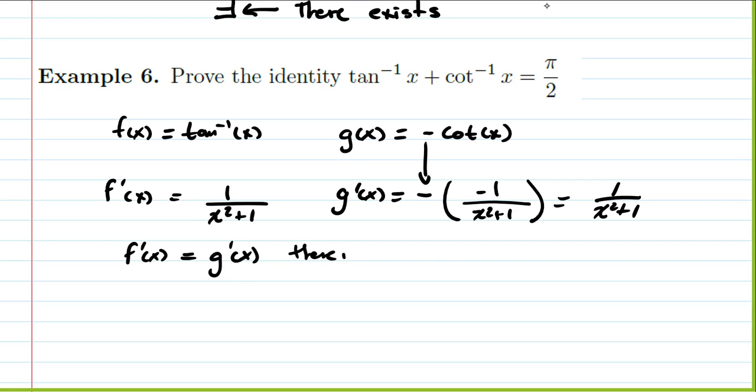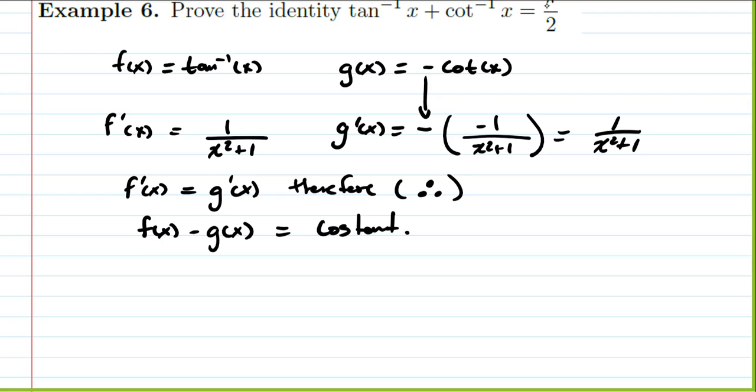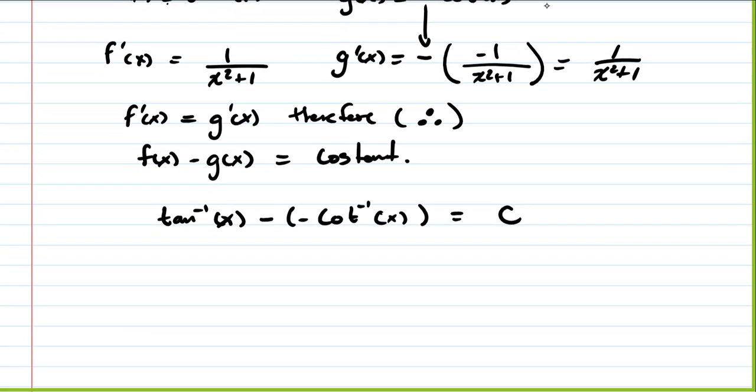Therefore, which is also an abbreviation of 3 dots, right? Therefore, f of x minus g of x has to equal a constant. So here's my f and here's my g. That tells me the inverse tangent of x minus negative inverse cotangent of x has to equal a constant, and we'll just make that c. Our minus minus becomes a plus.